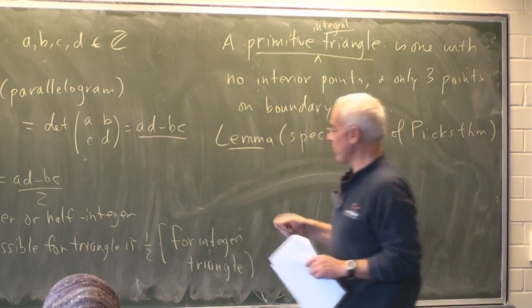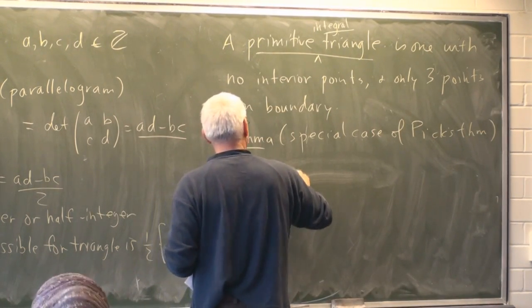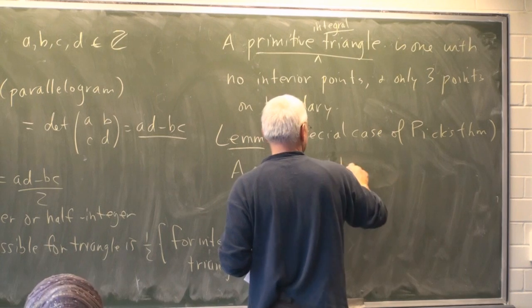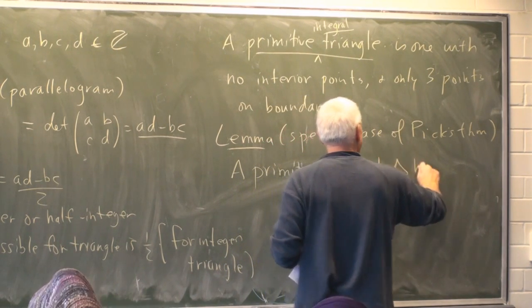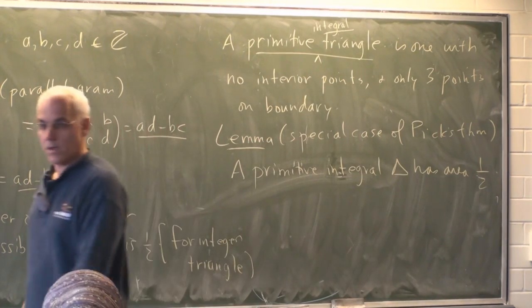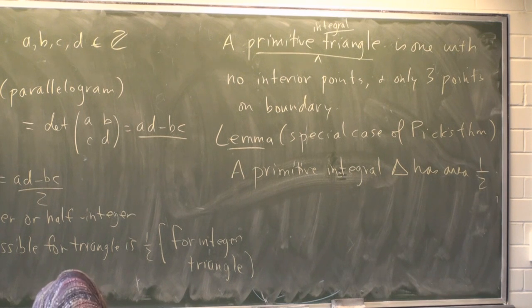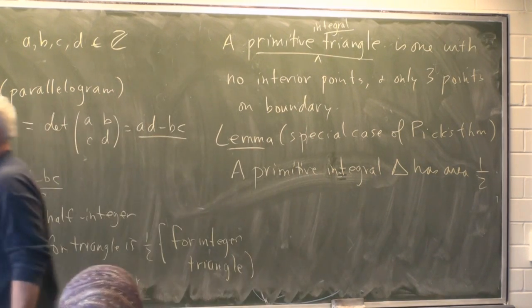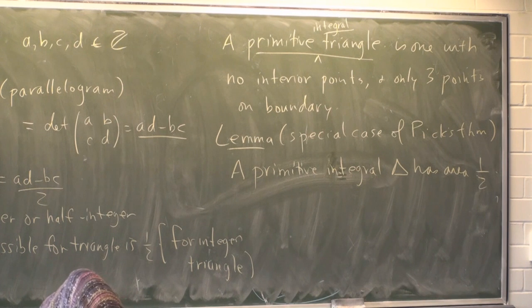The lemma is that a primitive integral triangle has area 1/2. We need this lemma to prove Pick's Theorem. It's a special case, but we sort of use that as a building block. So we need to give a separate proof from Pick's Theorem. Can't use Pick's Theorem to prove this because we're going to use this to prove Pick's Theorem. So the argument is a little bit complicated, but the idea of it is pretty simple.